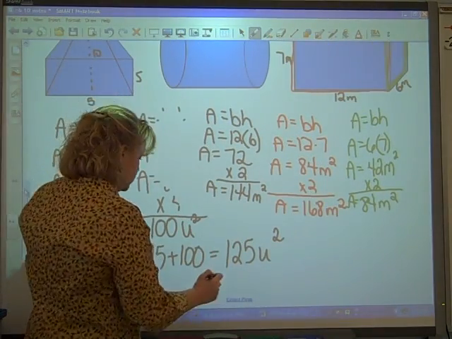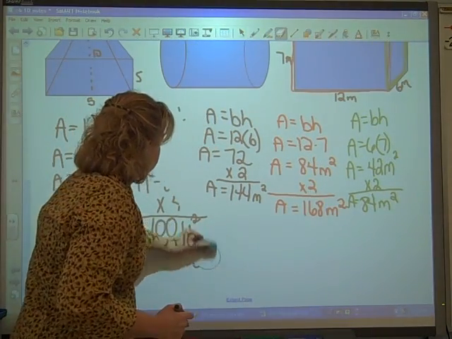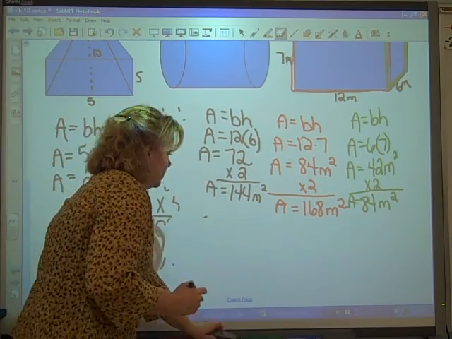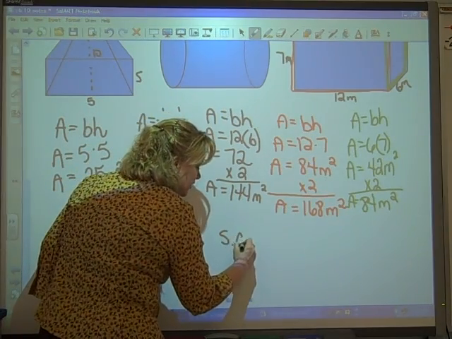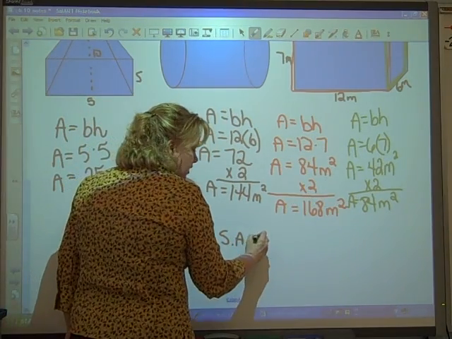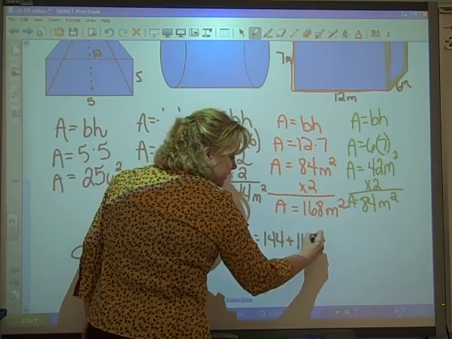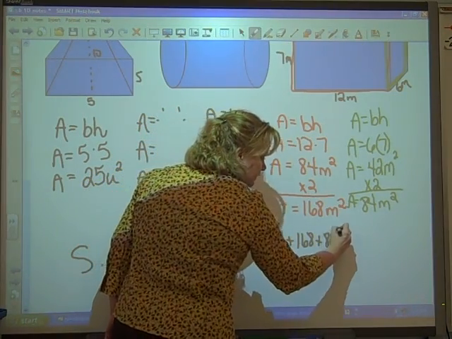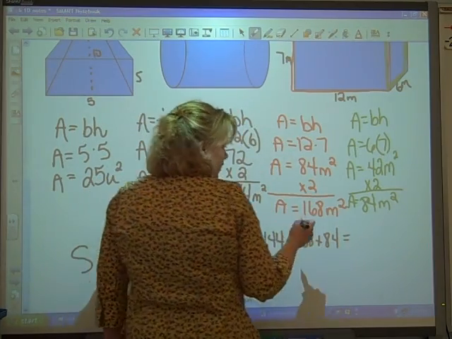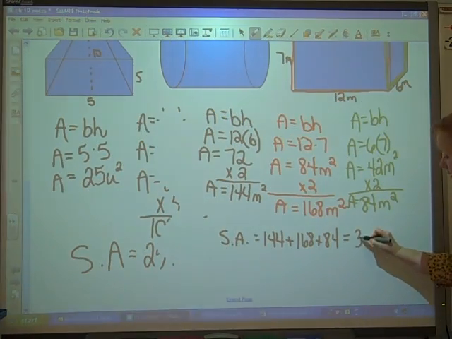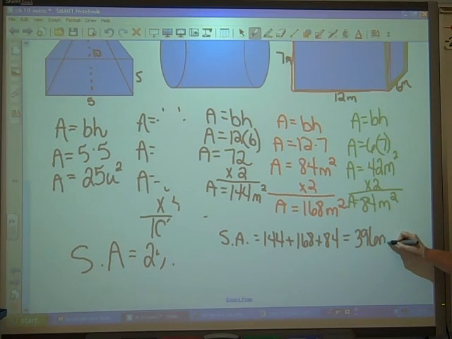So my surface area, and again, I'm just going to write it all out so that you see it, but you know that it's that 144 plus the 168 plus the 84. What do I end up with? 396. Wow. Okay, meters squared. Okay?